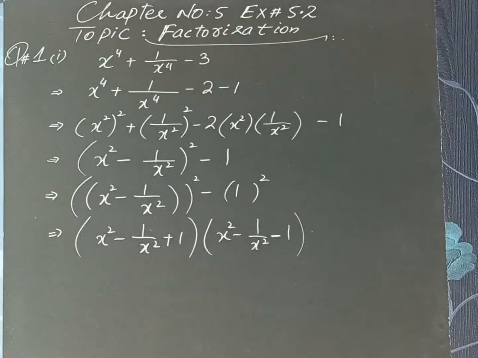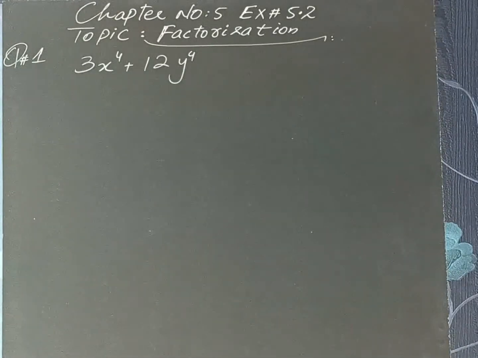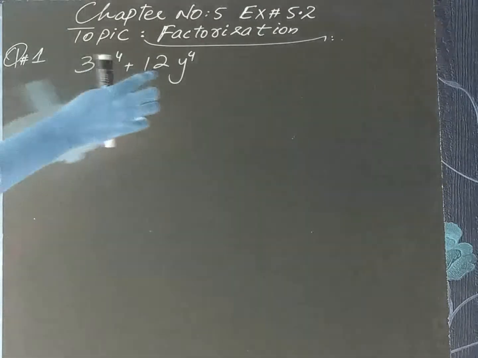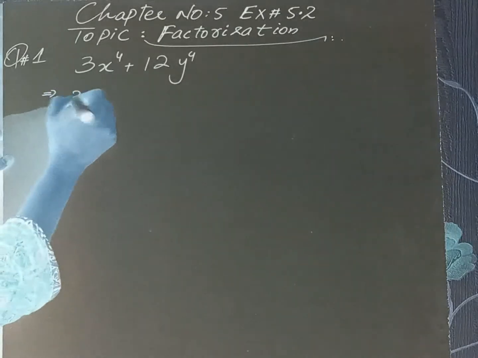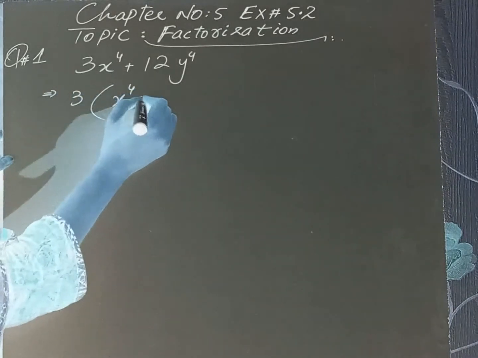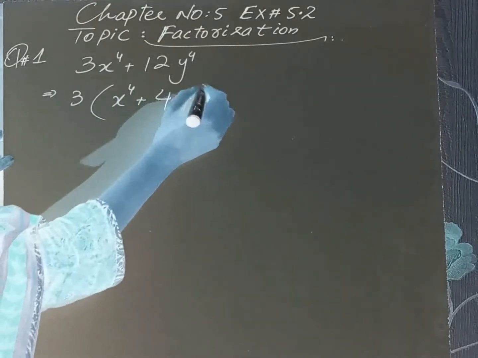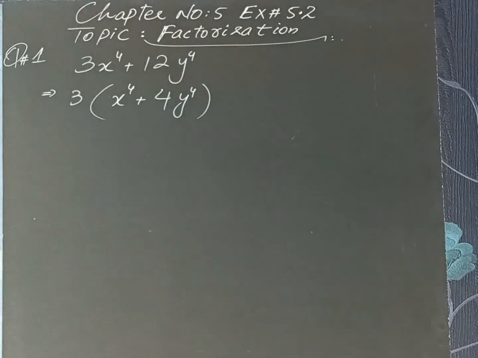After this we will solve the next part, part 2. The first step of factorization is to take the commons. First we check this expression: can we take anything common? Yes, 3 and 12 are both divisible by 3, so 3 will be common. We get 3 times x raised to power 4 plus 4 times y raised to power 4. Now x raised to power 4 plus 4y raised to power 4 is the expression that we have to factorize.